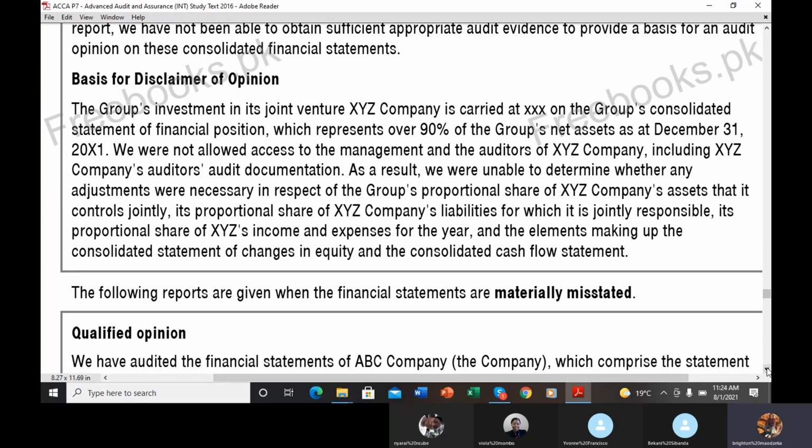Basis for disclaimer of opinion. That's where the first thing, right, is the reason why you have denied your opinion.